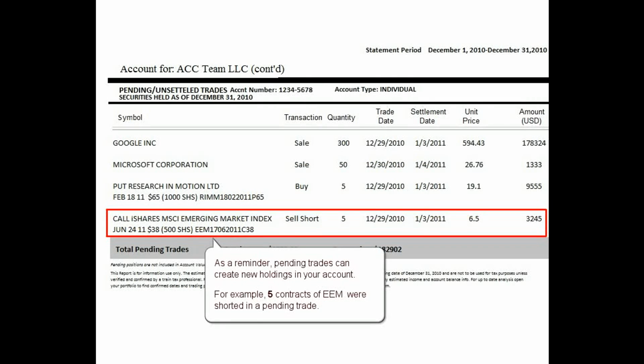As a reminder, pending trades can create new holdings in your account. For example, 5 contracts of EEM was shorted in a pending trade.